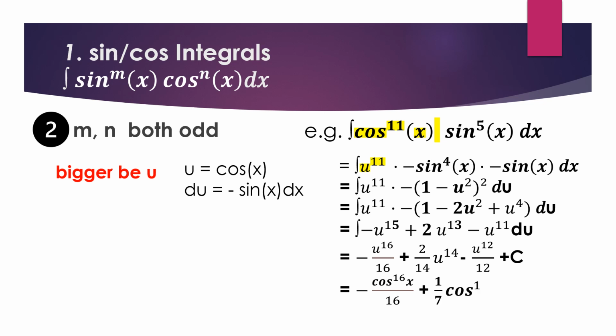Finally, don't forget to put cosine x back, substitute u, and we'll get our answer equal negative cosine x to the 16th over 16 plus 1 over 7 cosine x to the 14th minus cosine x to the 12th over 12.